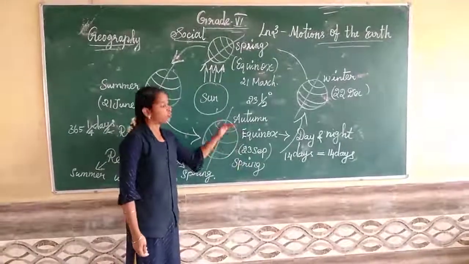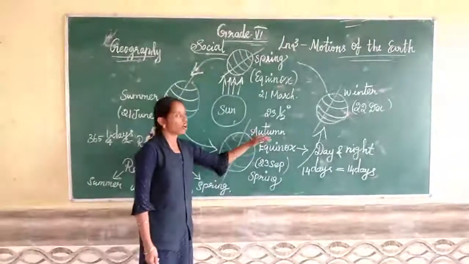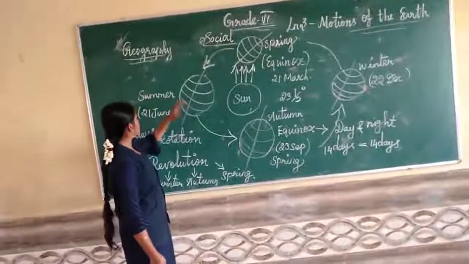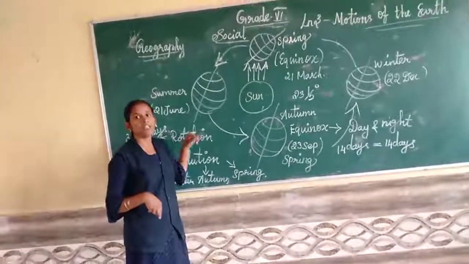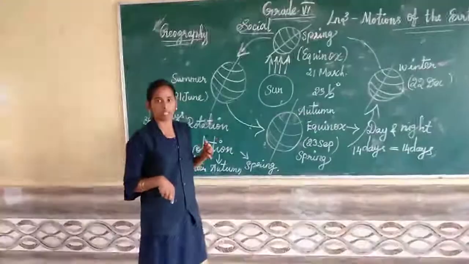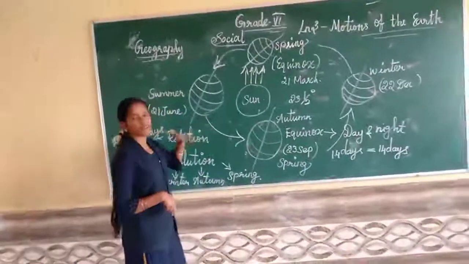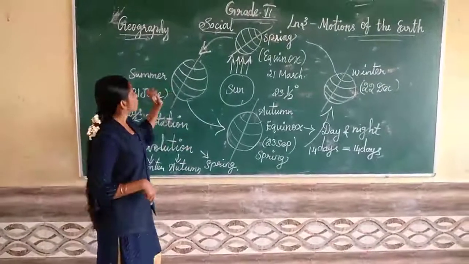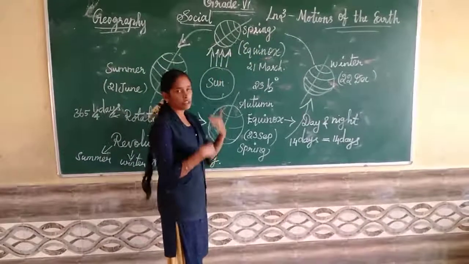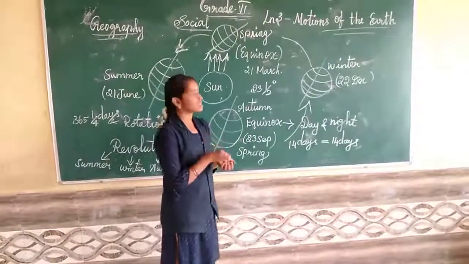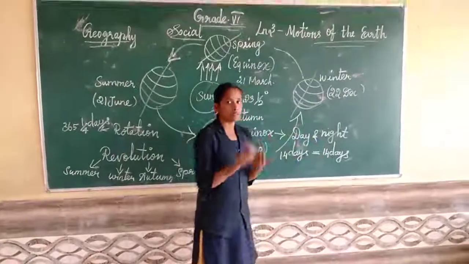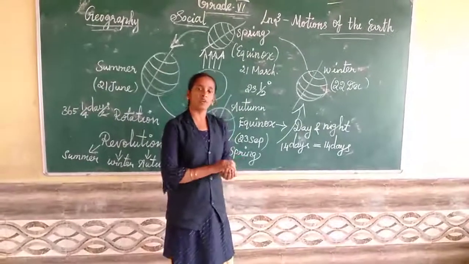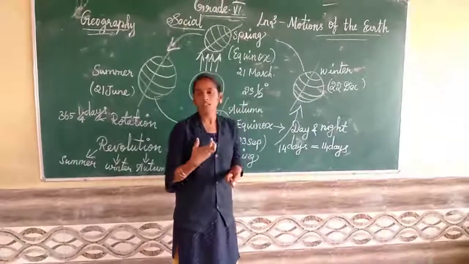By that time, a few countries face autumn season and a few countries face spring season. For summer season, here we feel it during March to May, while a few countries feel summer during June. Like that for spring, on 21st March a few countries face spring. For us, after the 20th of December, we feel winter season well. A few countries feel only a little bit of winter.